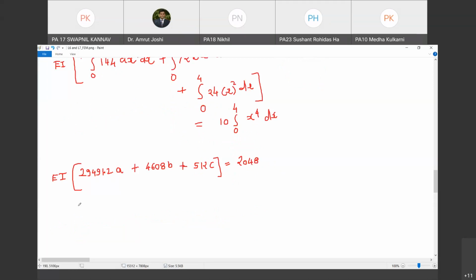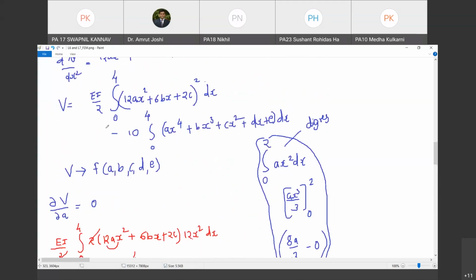Okay, now this is the first equation that we have obtained, and I'm going to involve all the unknown constants. So I'm going to write it as 29491.2a plus 4608b plus 512c plus 0d plus 0e is equal to 2048 by EI. This is the first equation that I have obtained.